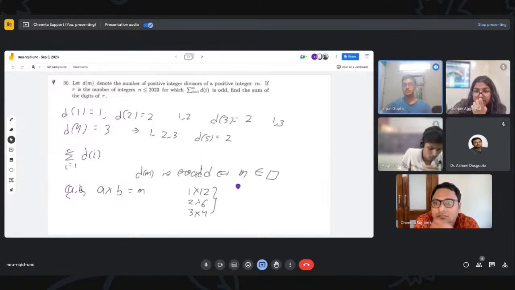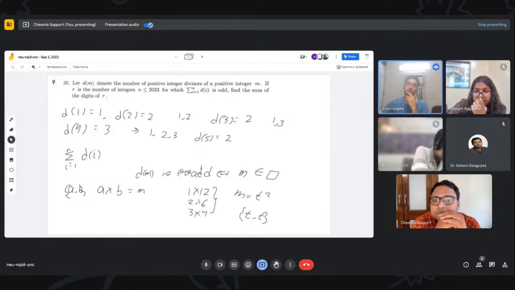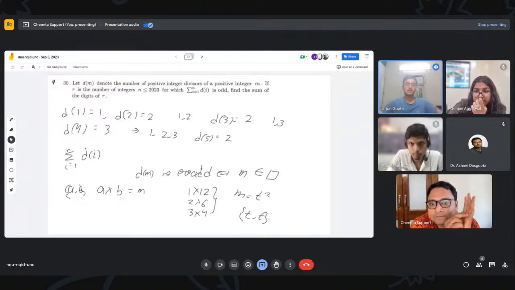But when M is equal to, say, t square, then one of the pairs would be of the form t comma t, and in all other pairs you would have distinct numbers. So the number of factors this time will be odd, because for other pairs we have an even number of factors, and for this t it creates an extra factor, so it's odd.